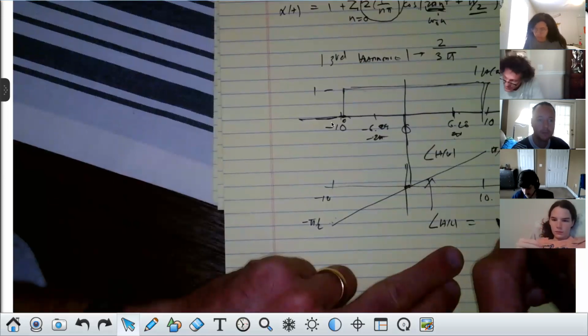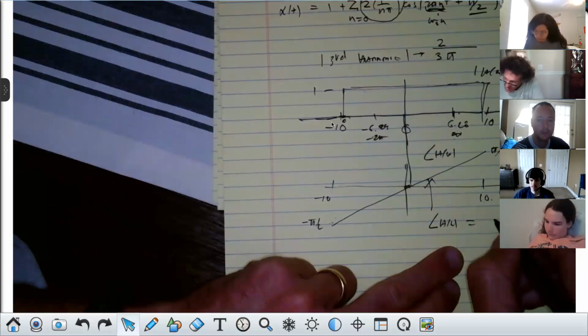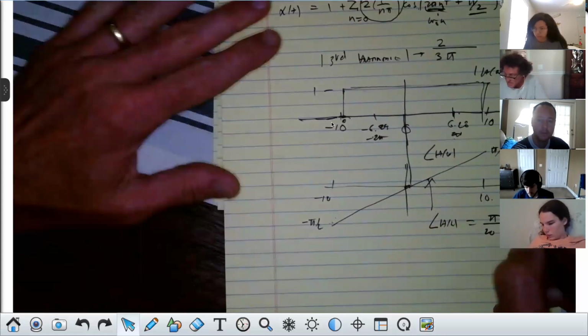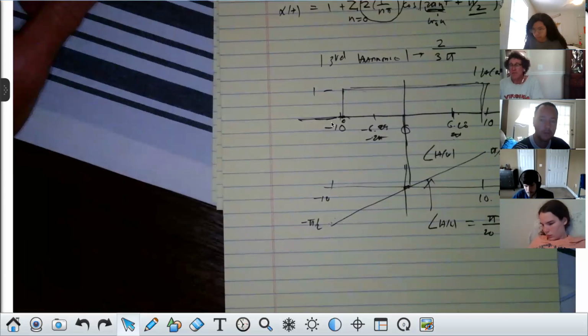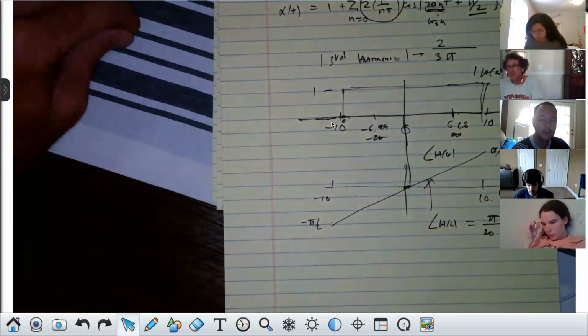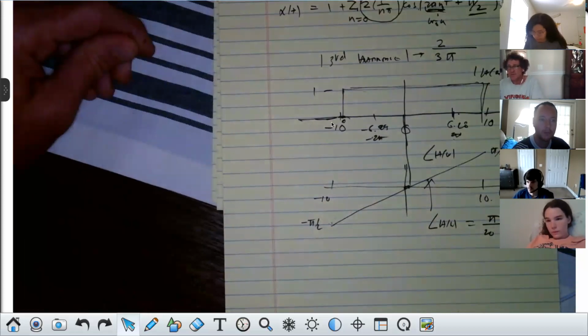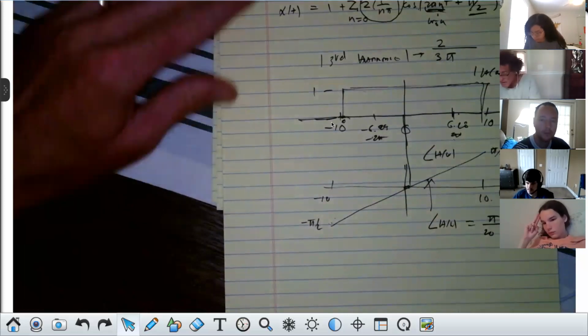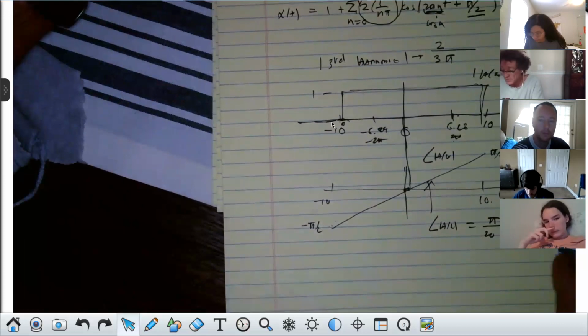So the actual phase of this would be what? It would be pi over 20 times omega, correct? You give me an omega, I can give you the phase. Do you agree with me, everyone? You have to be able to write an equation for a straight line. There's no exceptions. Do you agree with me? Yes. The x-axis is omega. Now we go and get our filter output.